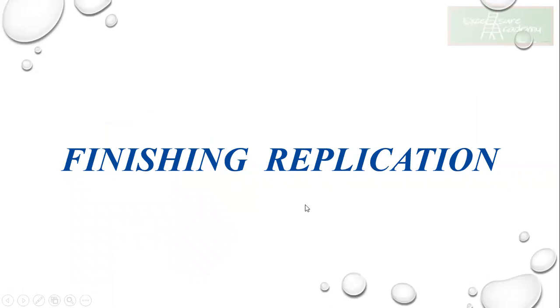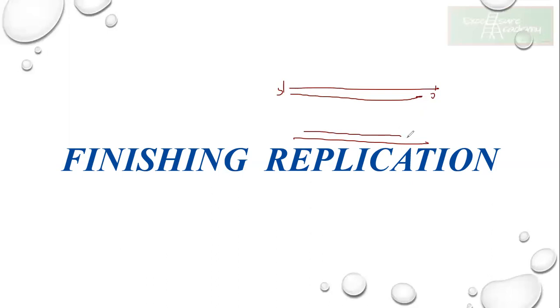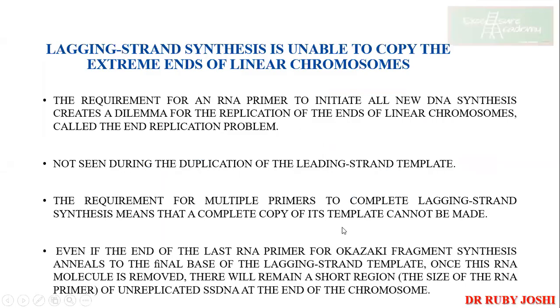And now I'm going to briefly talk about the finishing of the replication. Remember, I have mentioned that there is an end replication problem. You have the 5' and 3' ends. Your daughter strand is going to be a little shorter compared to your parental strand, right? So this end replication problem we are going to discuss now. The lagging strand synthesis is unable to copy the extreme ends of the linear chromosomes. Now, who can tell me why it is not possible for them to copy the ends of the linear chromosome?